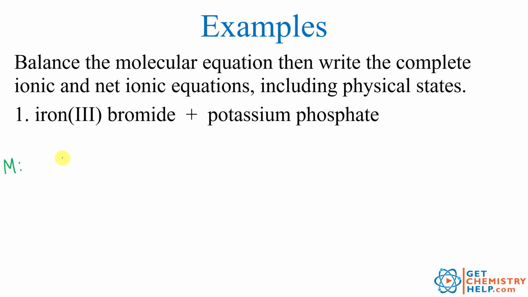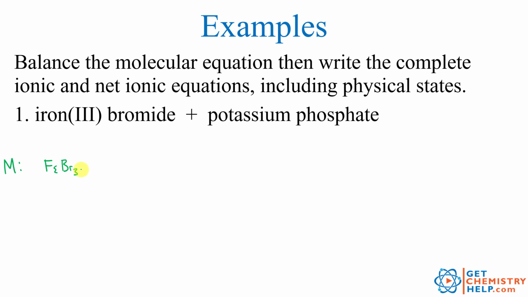So we need to figure out what the reactants are. We use what we learned back in our lessons on formulas for ionic compounds, and we know iron 3 bromide, well, iron 3 means it's Fe3+. Bromide is 1 minus, so it must be FeBr3. Then we can use our solubility rules. By the way, if you need a copy of those, you can go to Get Chemistry Help under the Resources tab and find a copy of those.